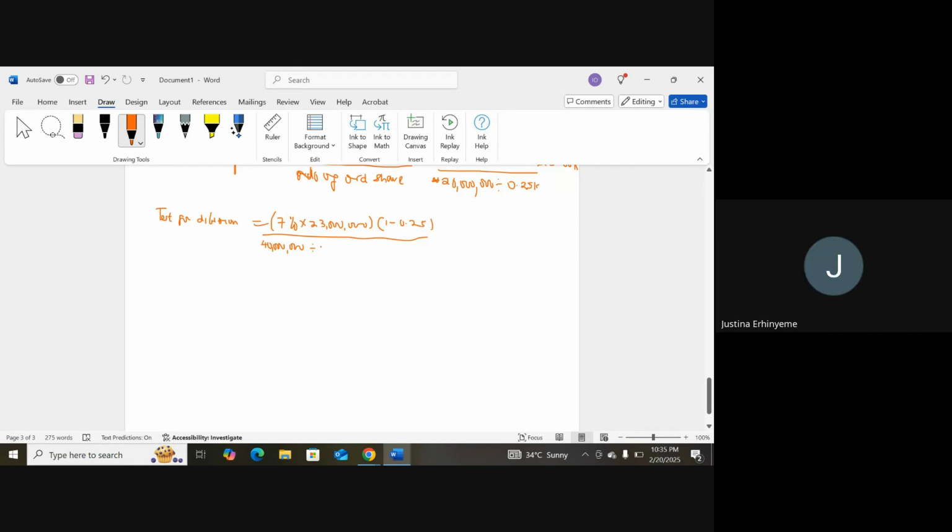Divided by 1 note, that is just 1, then multiplied by 1 share, because it is one share for every one note. Yeah, that is 1 share.